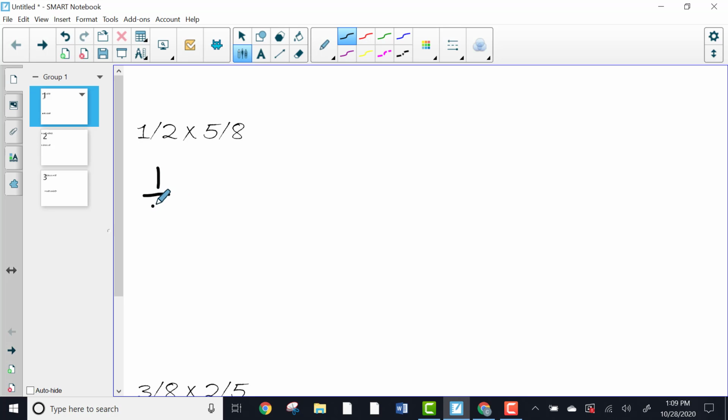What you want to do first of all is write this, and it's okay to do it horizontally here. So we have 1/2, and we're going to multiply it by 5/8. The nice thing with multiplying fractions is you do not have to have a common denominator. You don't have to go through that long process. Something that you can do with multiplying fractions is cross simplify.